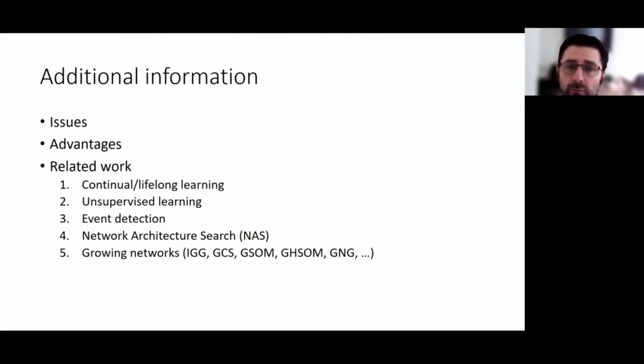Some issues with the model, advantages, and related work coming from many fields in AI, such as continuous or lifelong learning, unsupervised learning, event detection, network architecture search, and growing networks.